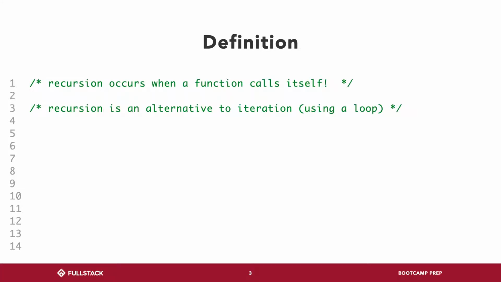So the definition of recursion is recursion occurs when a function calls itself. Recursion is an alternative to iteration using a loop. So in the workshops, they're going to ask you to solve everything recursively. But in the real world, you don't have to solve anything recursively. You can solve it using loops. Anything you could solve with a loop, you can solve recursively. Anything you could solve recursively, you could solve with a loop. It's just another way of doing the problem.